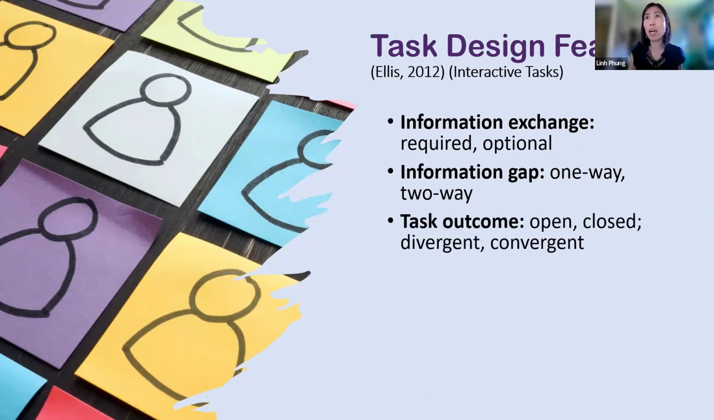Task outcome can be open or closed. For example, when I ask you to make a decision, the outcome can be anything, that is open, or it can be closed, where there's only one answer that the learners have to find out. Topic, you may choose a familiar topic or unfamiliar topic. So this is something that you can think about when you design a task as well. My research in particular has shown that familiar topics are more likely to encourage engagement. Actually, my dissertation is on task engagement.